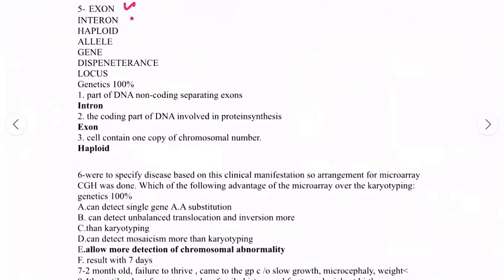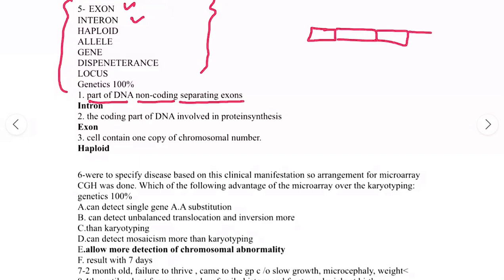What are exons and introns? These are basically parts of the chromosomes. This is an EMQ: the part of the DNA that is non-coding, separating exons. See here, introns and exons. The question says separation of the exons, so definitely this is not exon. Why? They told you it is non-coding, separating exons. These are parts of your chromosomes. It has a coding part and a non-coding part.